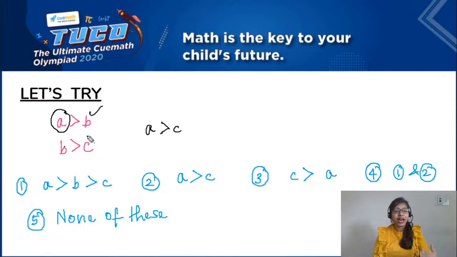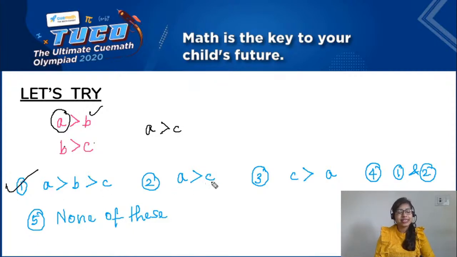If I say that I am elder than my younger sister, okay? And if I say my younger sister is elder than my younger brother, it's very obvious that I am the eldest, right? I am elder than my younger brother as well. So it's very similar to that, okay? If A is greater than B and B is greater than C, then definitely A is also greater than C. So based on this, I can form a hierarchy, that is, A is greater than B, B is greater than C. So my first option is correct.